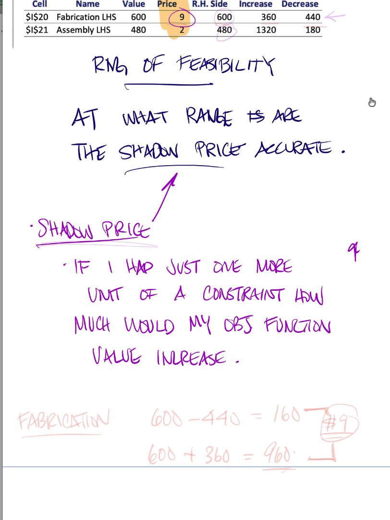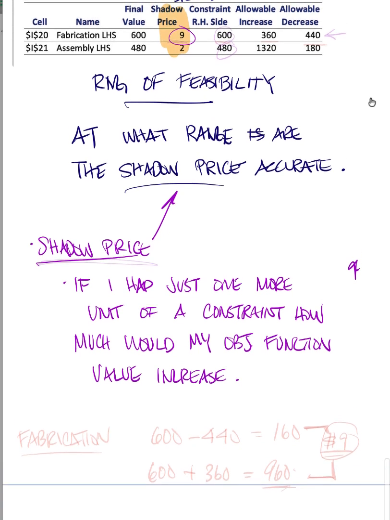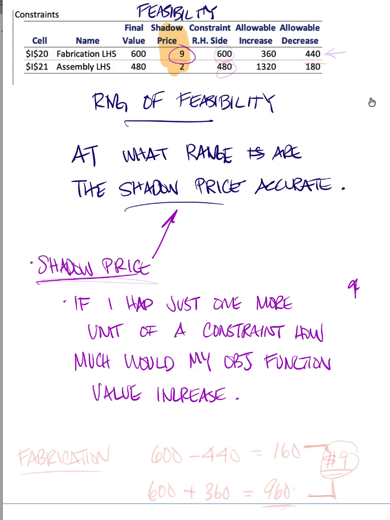So tying this together with the range of feasibility: by looking at the constraint on the right-hand side, and again taking note that you have 600 and 480, what does that mean in the model? These are the actual constraints themselves. The range that you are calculating in the range of feasibility is telling us that that range is valid for this particular shadow price.